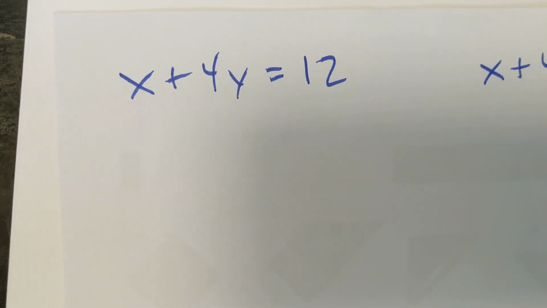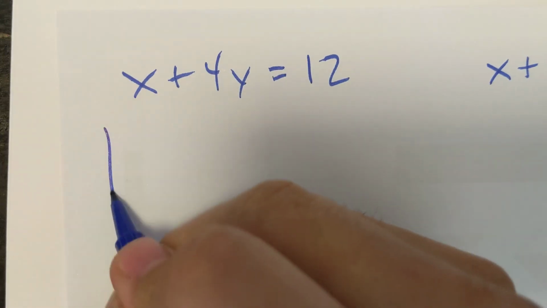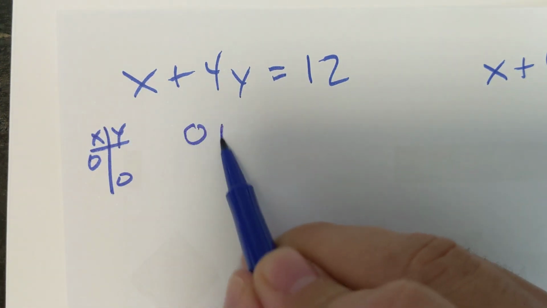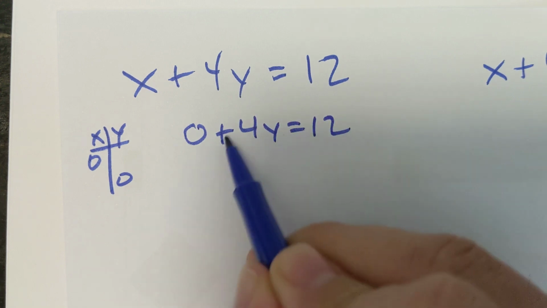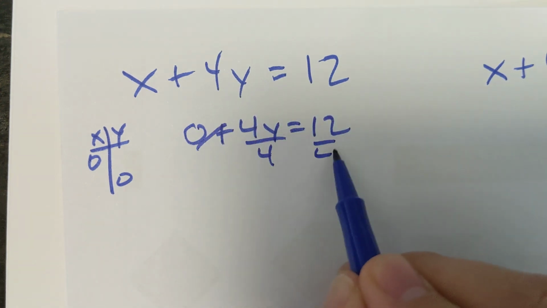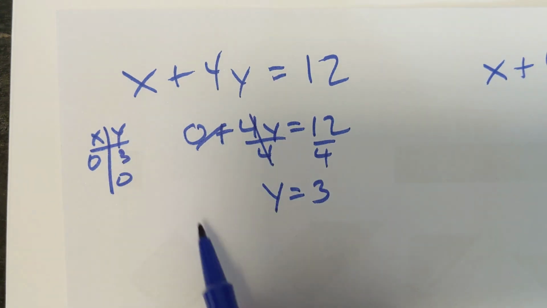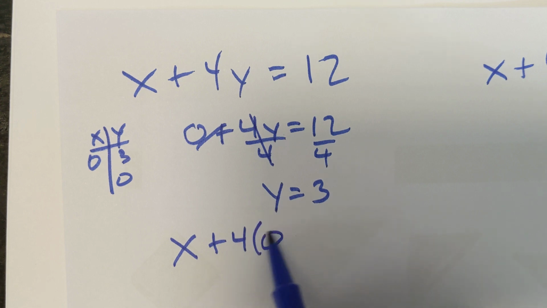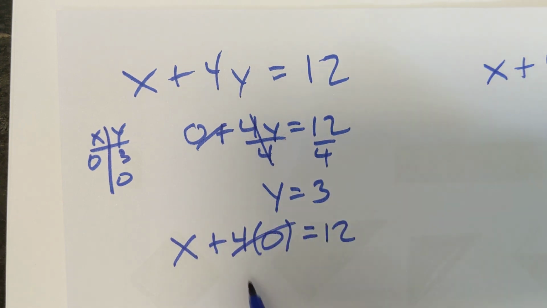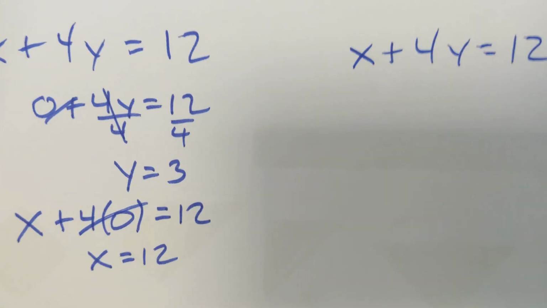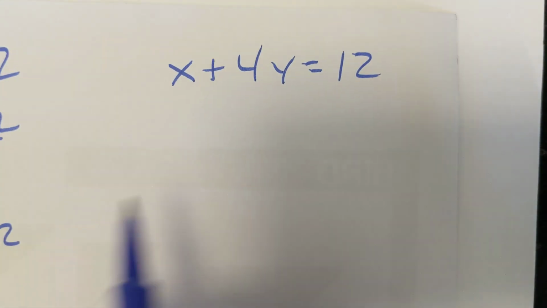Okay, so now there was a second equation, also in standard form. So again, I'm going to do it both ways. For those of you using the zeros trick, plug a 0 in for x. 0 disappears. Divide both sides by 4. Y equals 3. Plug a 0 in for y. 4 times 0 disappears, and it just spits out the answer of 12. That's option 1.